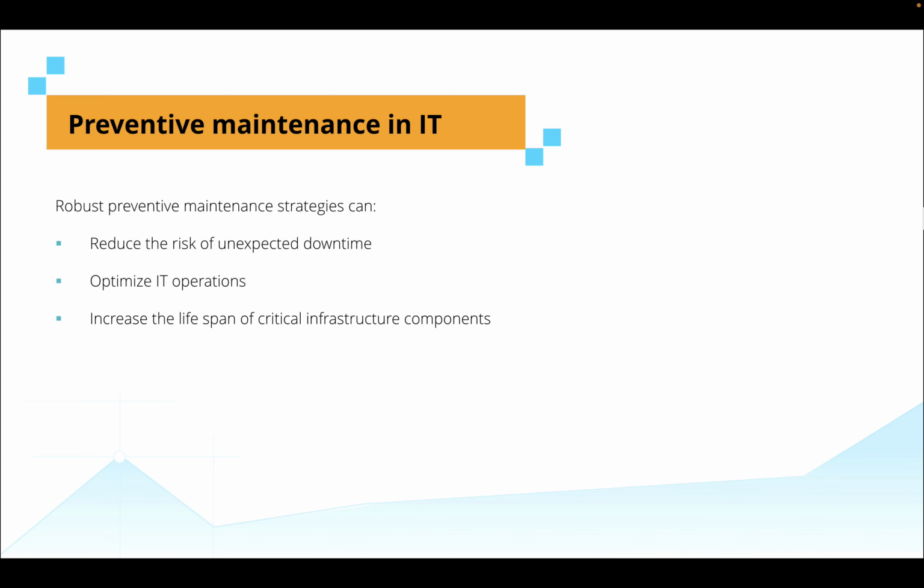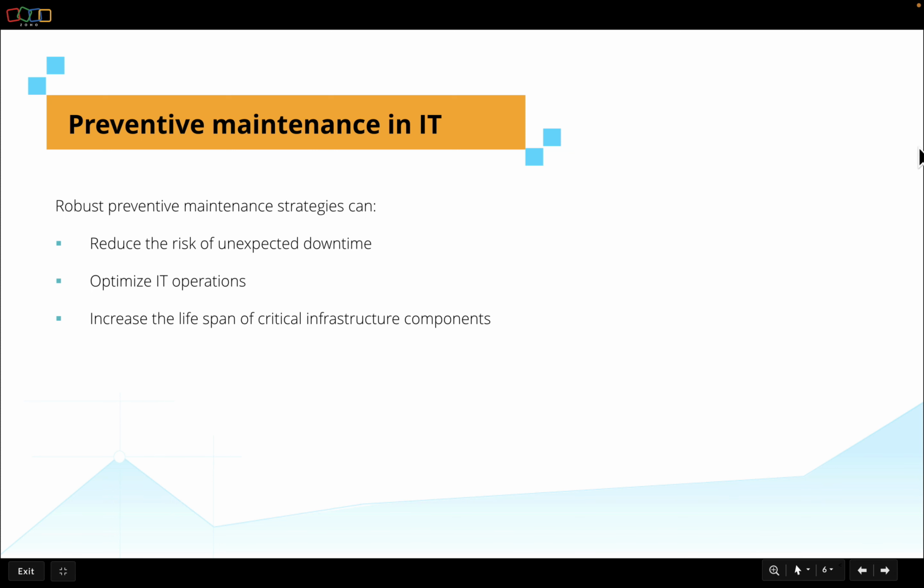Preventive maintenance generally comprises an array of pre-planned activities like checks, updates, improvements, fixes, etc. that help promptly detect and resolve potential issues in your IT infrastructure. By adhering to a structured preventive maintenance strategy, IT teams can minimize the risk of unexpected downtime, optimize IT operations, and extend the lifespan of critical infrastructure components.